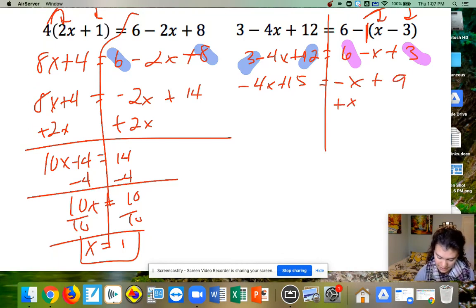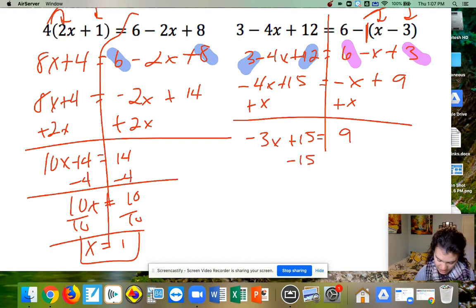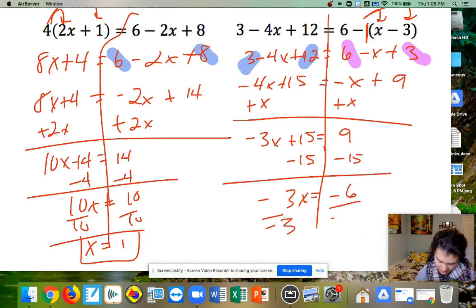I'm going to add the x to both sides. Negative 3x plus 15 equals 9. Subtract 15. Negative 3x is going to equal negative 6, divided by negative 3. x equals 2.